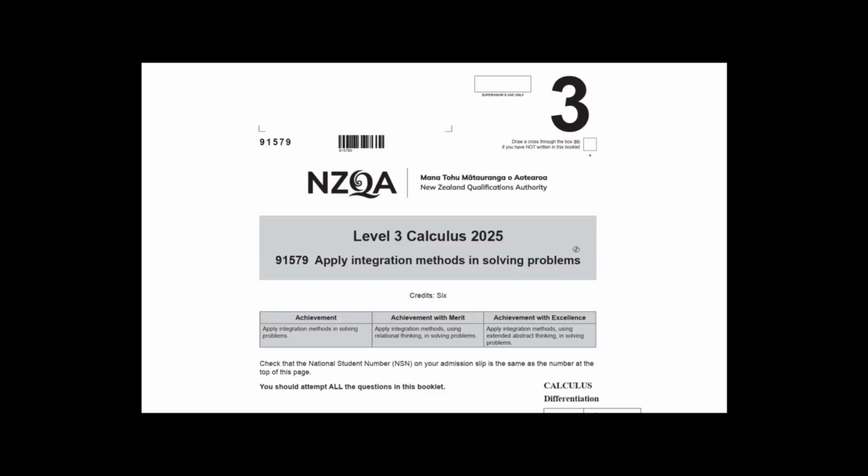Now that we've done the 2025 differentiation exam, let's do the integration exam for 2025. This is level 3 calculus, apply integration methods and solving problems.